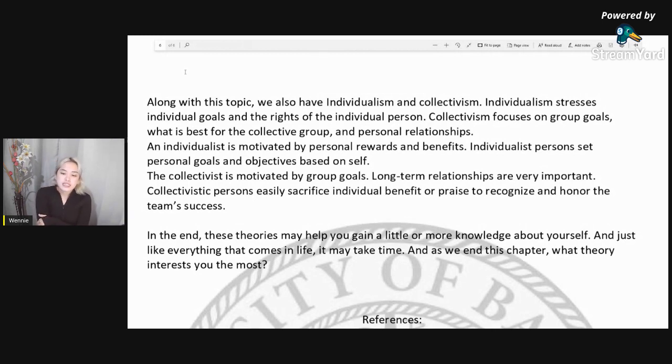While the collectivist is motivated by a group goal. Long-term relationships are very important. Collectivist persons easily sacrifice individual benefit or praise to recognize and honor the team's success. So while an individualist is about you, collectivism is about your group's success, even if you do all the work, it's all about the group. So that ends my chapter 4.